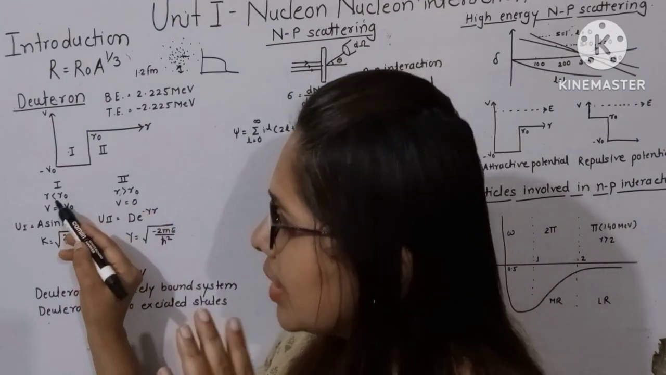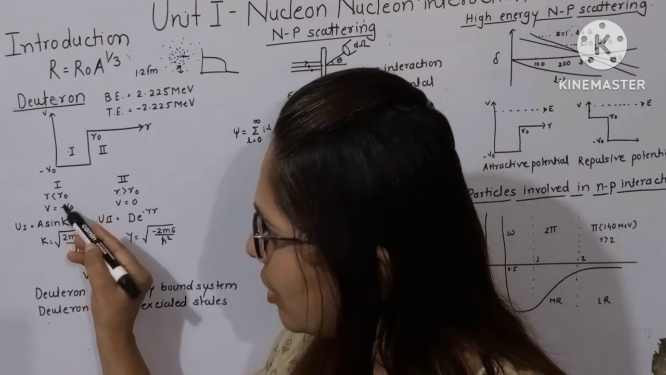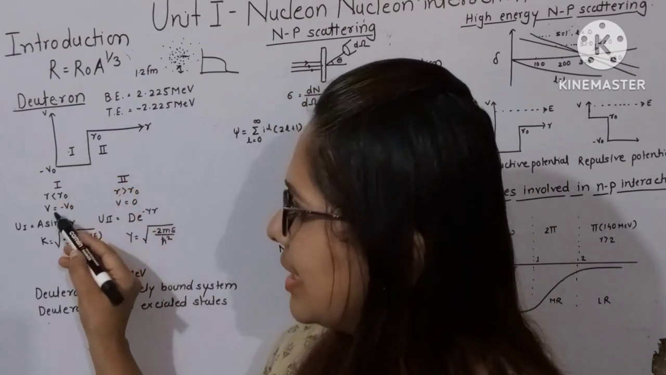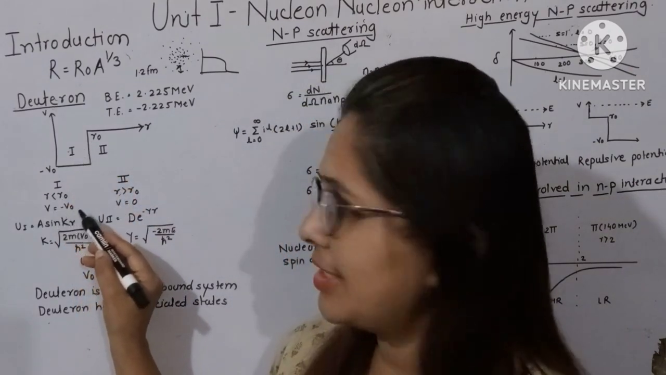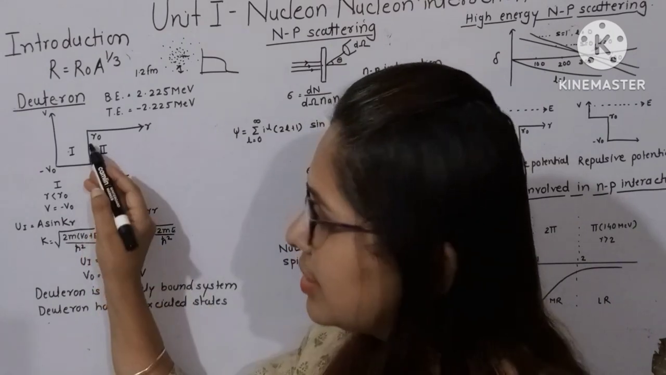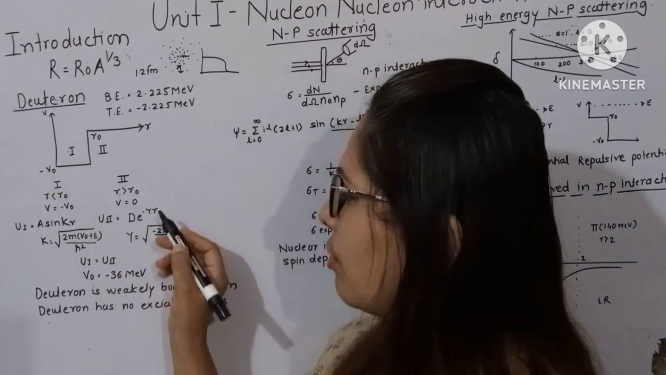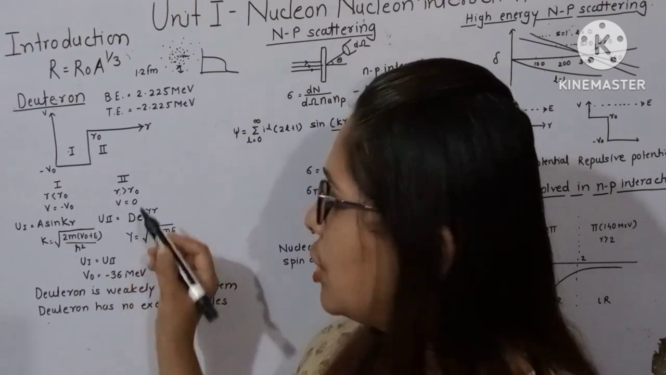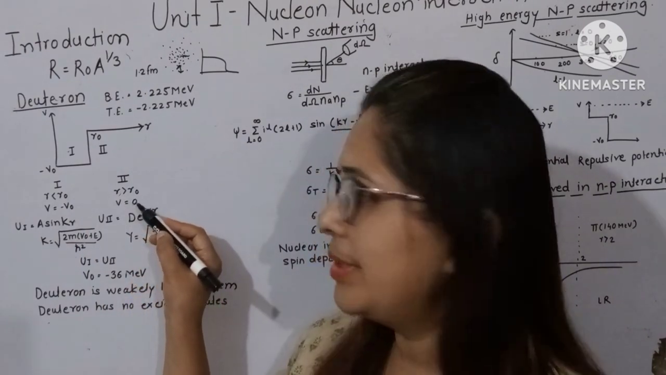Okay. Now, for R less than R naught, there will be some potential, which we have taken as minus V naught. And for the distance R greater than R naught, there will not be any interaction, so the interaction potential will be 0.